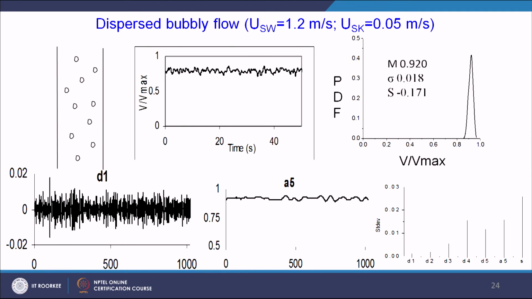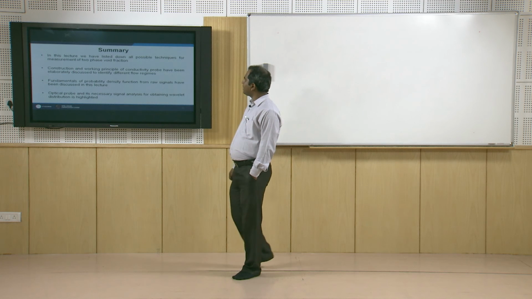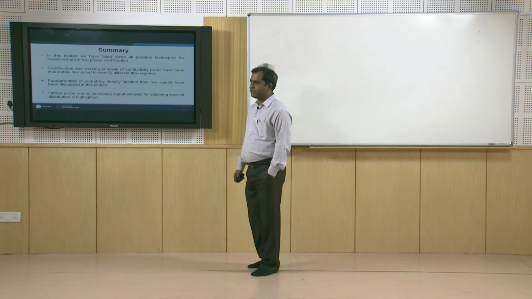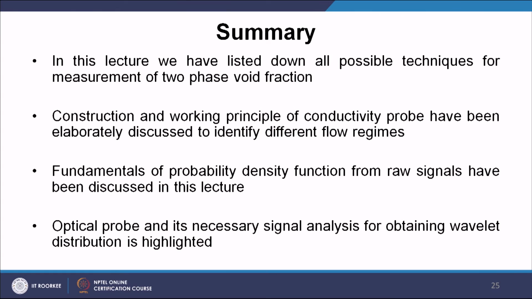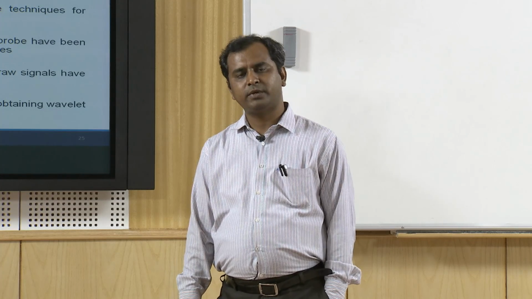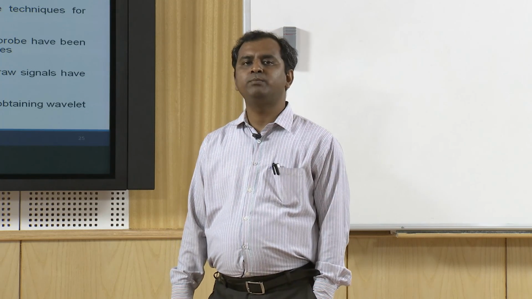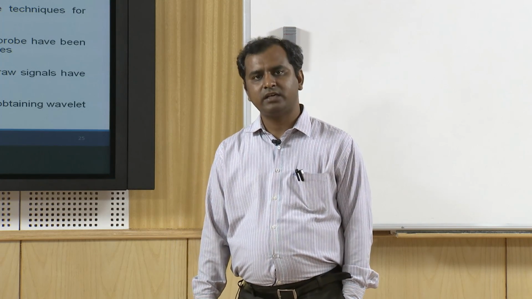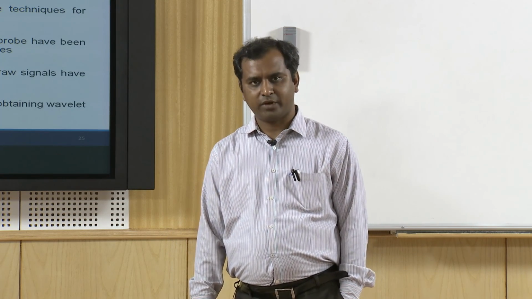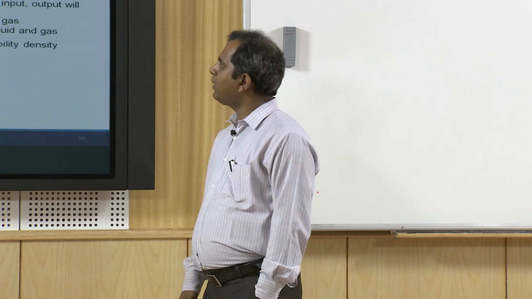Now, to summarize, in this lecture we have listed down all possible techniques for measurement of two-phase flow void fractions. We have shown the construction and working principle for the electrical conductivity probe, and we have also shown you the optical probe construction and working principle. For signal analysis we have shown you the probability density function and wavelet analysis, and how those are important for recognizing the flow regime inside a pipeline. Let us try to test our understanding.